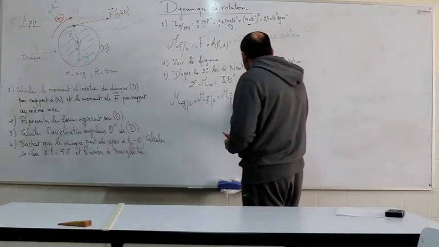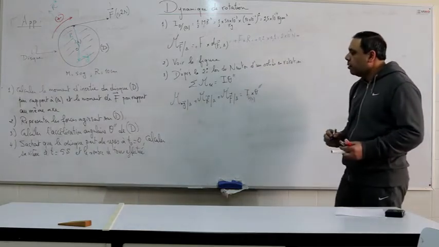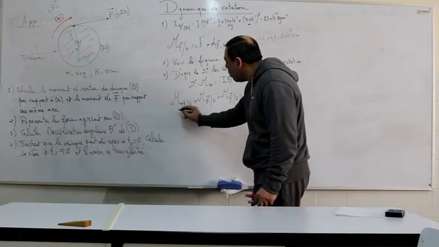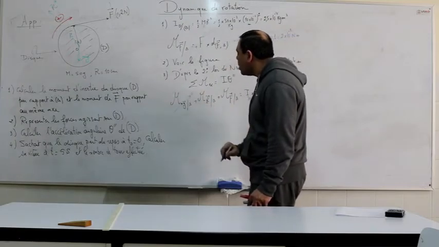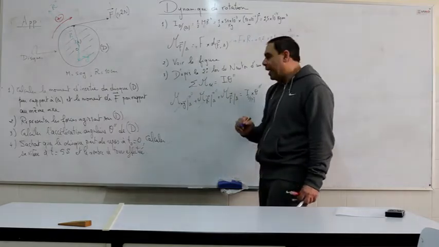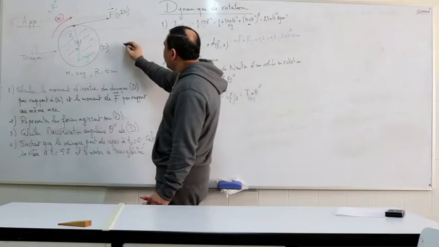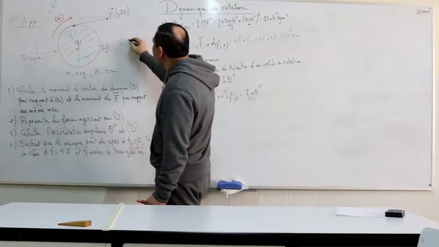I is for the system, which is that of the disk with respect to delta. The moments of mg and R are 0 because they pass through delta. And of course, in this application, we are going to neglect friction.